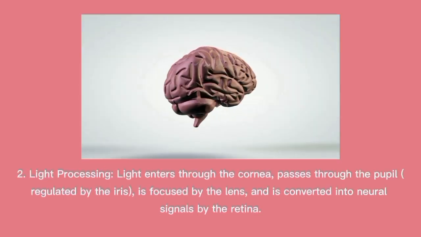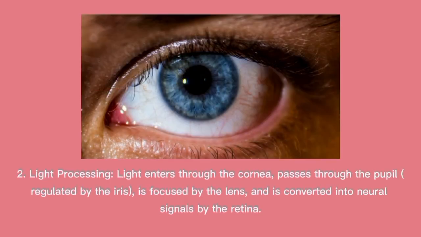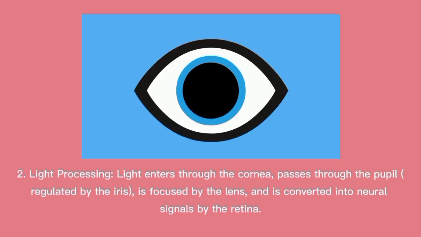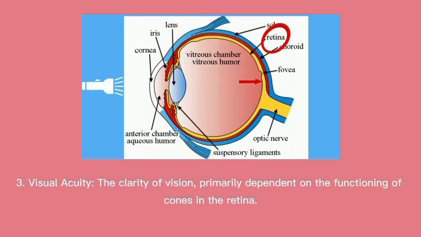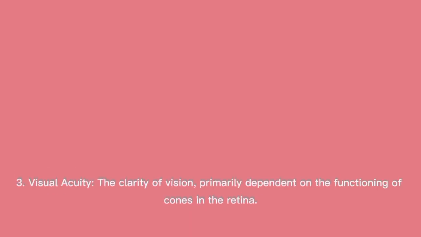2. Light processing. Light enters through the cornea, passes through the pupil regulated by the iris, is focused by the lens, and is converted into neural signals by the retina. 3. Visual acuity. The clarity of vision, primarily dependent on the functioning of cones in the retina.